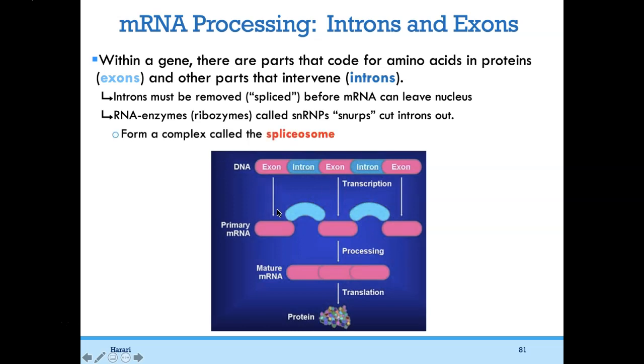They form a complex called the spliceosome to do this. That's a really cool thing that they do. So they splice out all the introns that intervene, and they seal together all the exons that actually code for proteins.